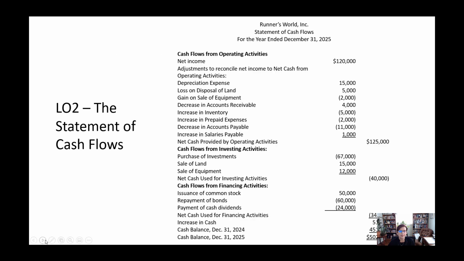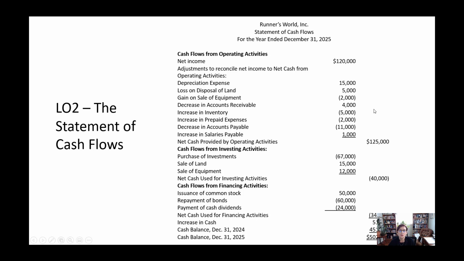I want to go back to this statement of cash flows. Notice that when you're analyzing a statement of cash flows, you do want to take a look at where the company is getting its cash from, and also the increase and decrease in cash. And a lot of people like to compare the net income to the net cash provided by operating activities and see if there are big differences there and what those differences are.